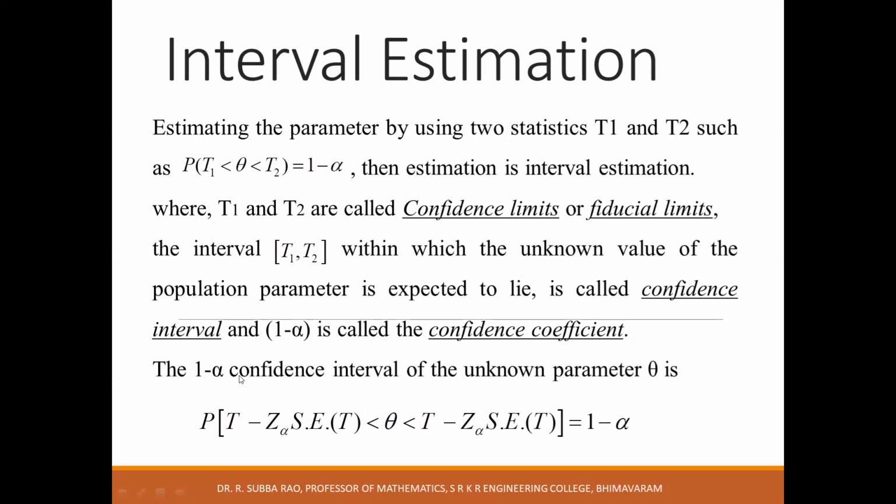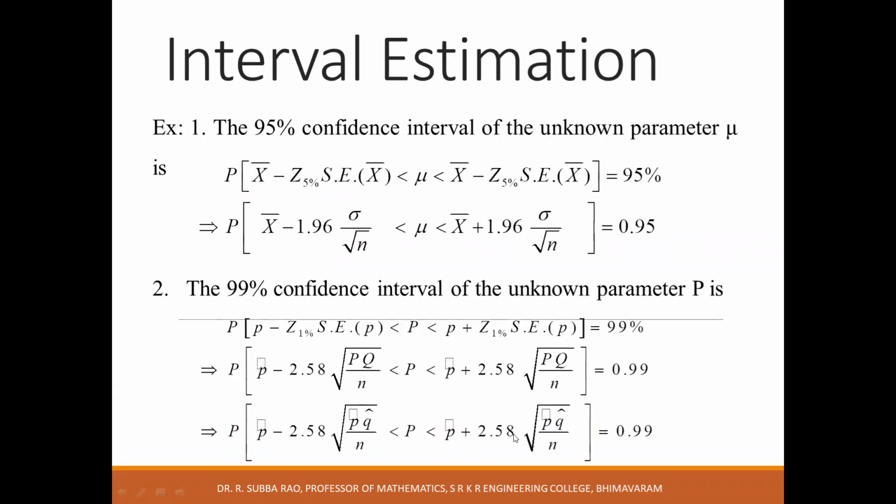Therefore, the 1 minus alpha confidence interval of the unknown parameter theta is the probability of T minus Z alpha into standard error of T less than theta less than T plus Z alpha into standard error of T, which is equal to 1 minus alpha. You can generate 95% confidence intervals and 99% confidence intervals also.